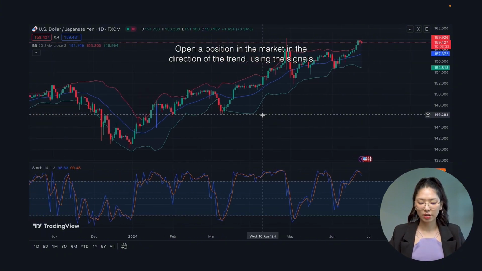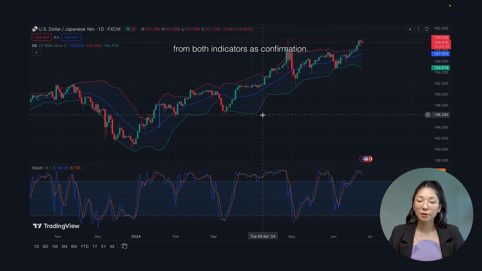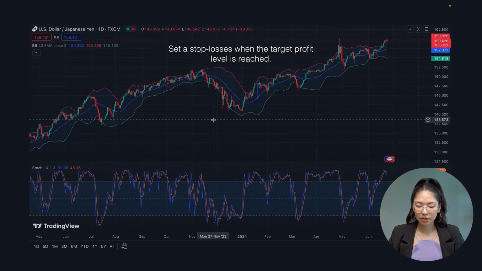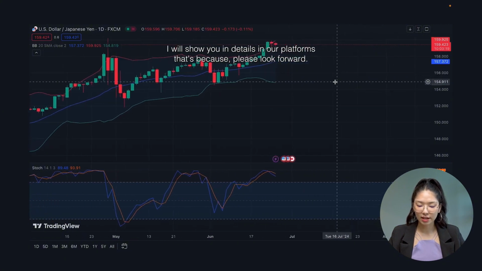So open a position in the market in the direction of the trend using the signals from both indicators as confirmation. Set stop losses when the target profit level is reached. I will show you in detail on our platforms, so please look forward to it.